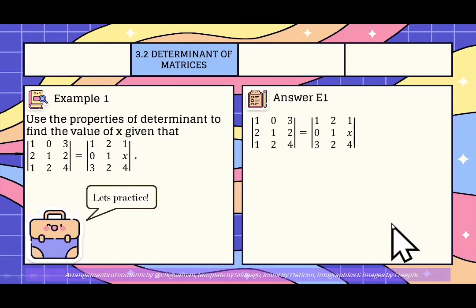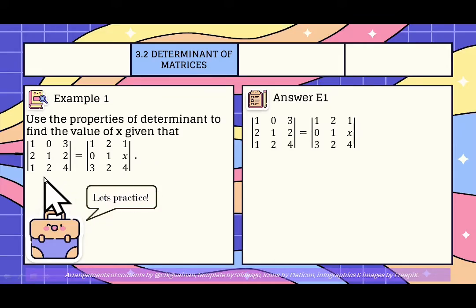Let's consider the first example. Use the properties of determinant to find the value of x, given that this determinant equals the one on the right. Okay, now let's compare them.